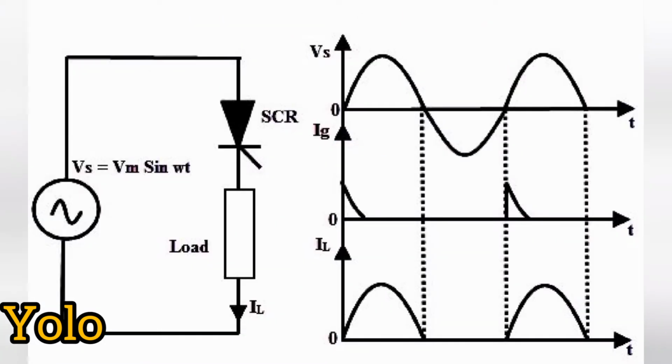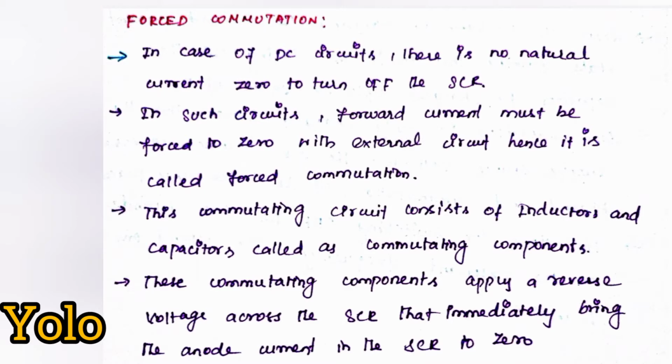This method of commutation is also called source commutation. This commutation is possible with line commutated inverter, controlled rectifier, cycloconverter and AC voltage regulator. Next one, forced commutation.